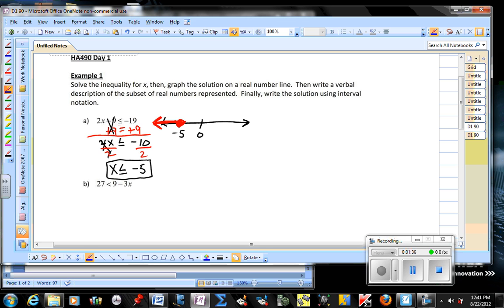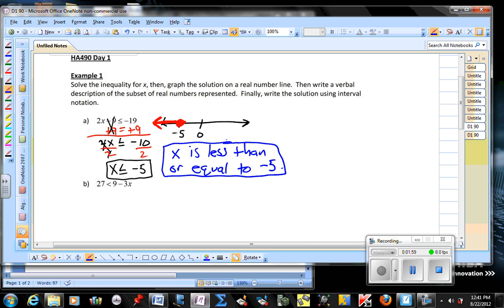Now we need to give a verbal description. So we could just translate literally, and we could say x is less than or equal to negative 5. And that's certainly okay. A way that you might see it written sometimes in textbooks or quizzes or tests or things of that nature, you might see x is no more than negative 5.